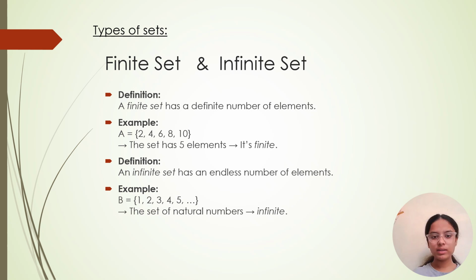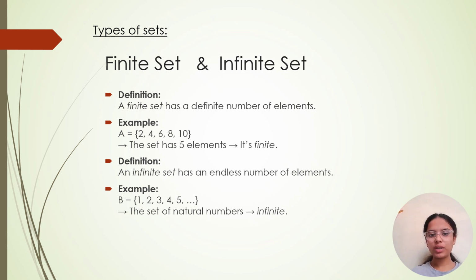Coming to the next slide, we have the types of sets. They are finite set and infinite set. A finite set has a definite number of elements, which means we have some finite number of elements. For example, set A equals 2, 4, 6, 8, 10. So here the set has only 5 elements. It means it's finite. So this is a finite set.